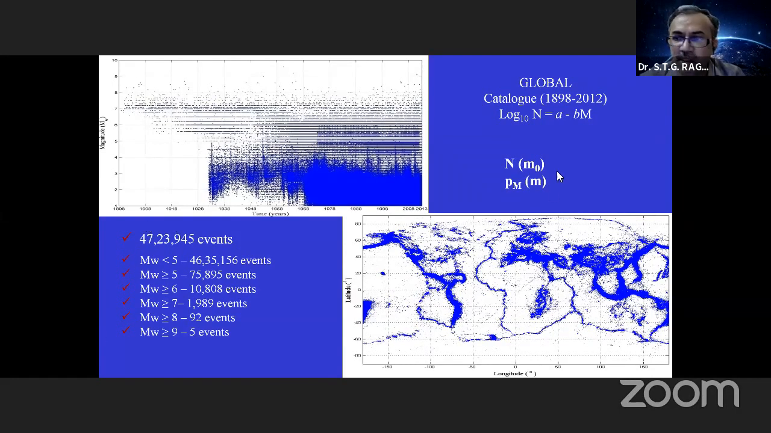This is a famous law, which we call the Gutenberg-Richter law, which is widely used in earthquake engineering. That is log10 N equals A minus bM, where N is the frequency of the earthquakes and M is the magnitude.